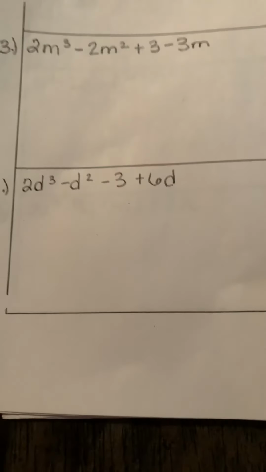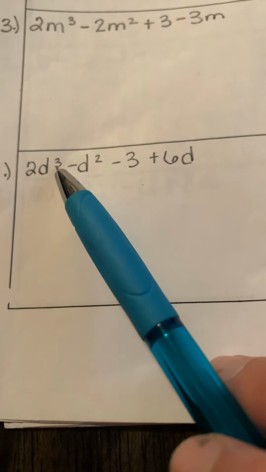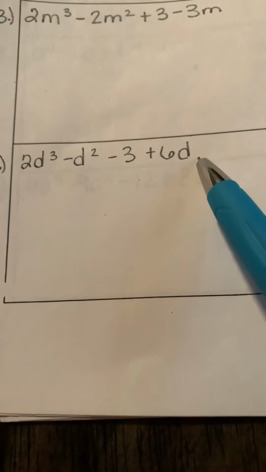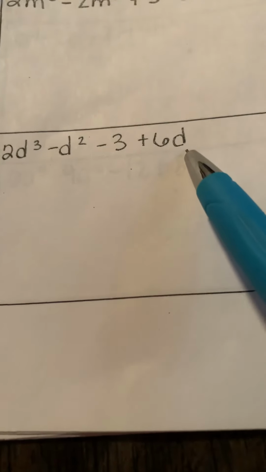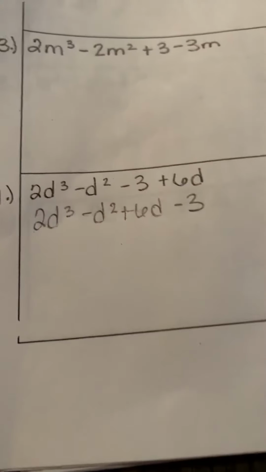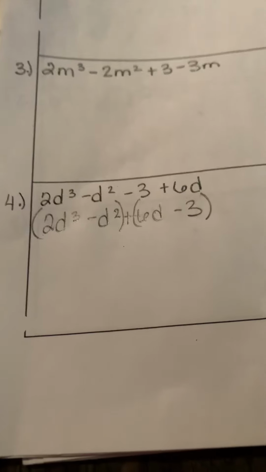Okay, if we jump down to number 4 here, let's see if these are in order. D to the third, negative d squared, our constant term, and then plus 6d. So it's not in order, so we need to rewrite this so that it is in order. So I want my 2d to the third first, my negative d squared next, plus my 6d, then minus my 3. Now I can put parentheses around my first 2 terms and my second 2 terms.